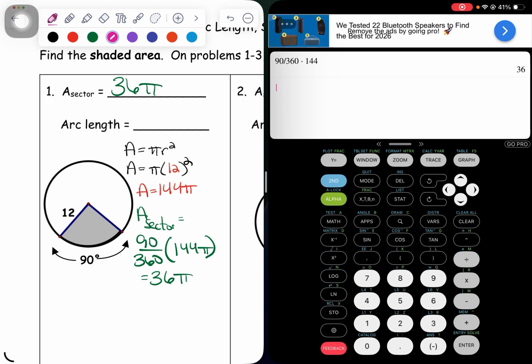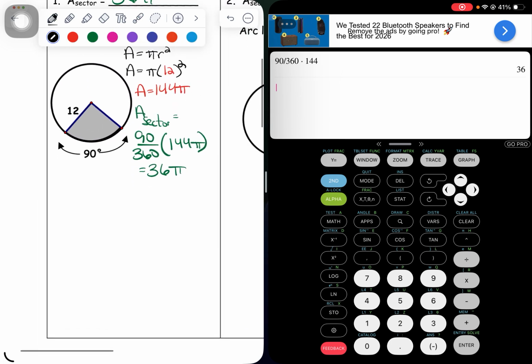Now, arc length is very similar in terms of its process. The difference is with area of a sector, we have a fraction of the area. With arc length, you're going to have a fraction of the circumference of the circle. So let's find the circumference of a circle. So I'm going to go ahead and slide this up. Circumference is equal to 2 pi r, which means 2 times pi times, what was that radius? There's 12. So circumference equals 24 pi. 2 times 12 is 24.